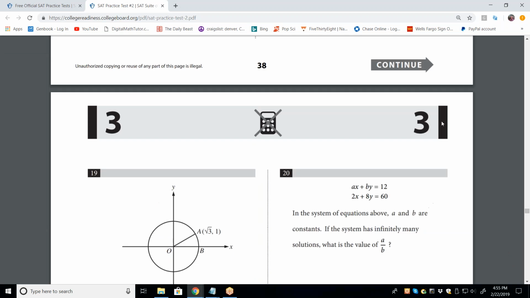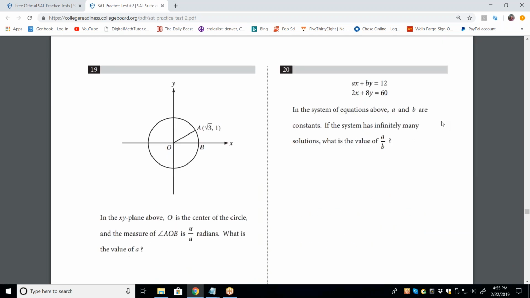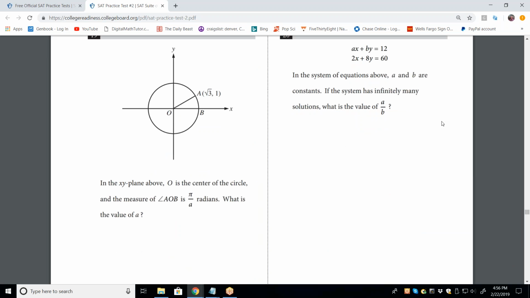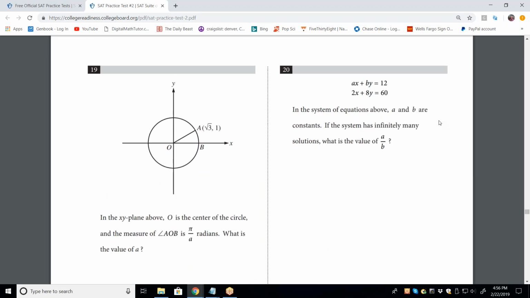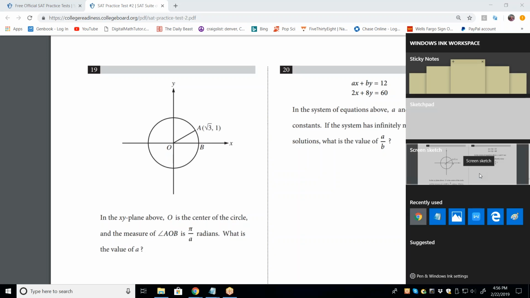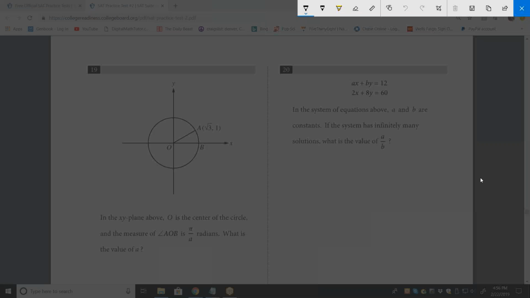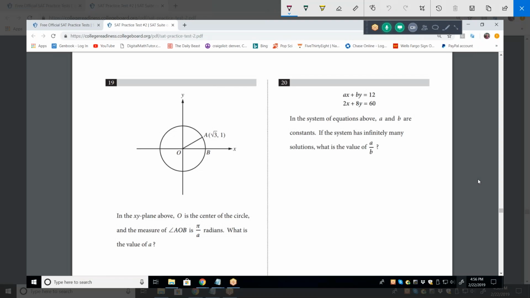All right, let's go down. Now we're going to get some fairly hard ones. This looks like a trig one, number 19. Are you taking trig this semester? No, I took that last year. Okay, but you've had it. You've had a full semester of trig? Mm-hmm. Okay.